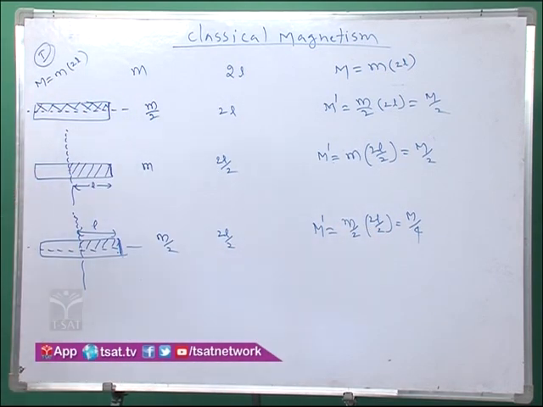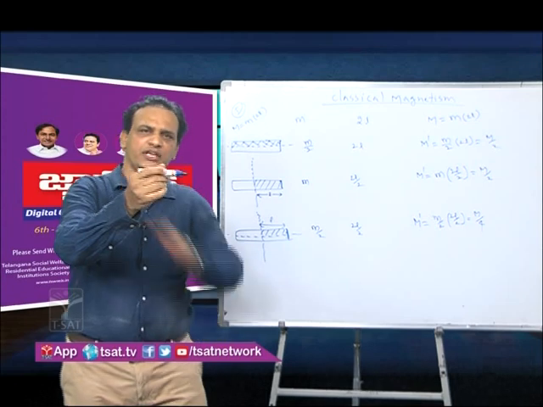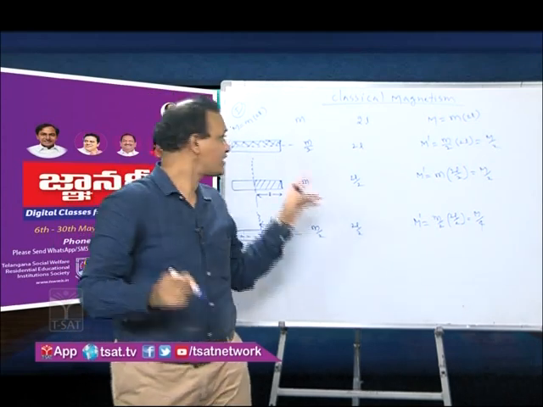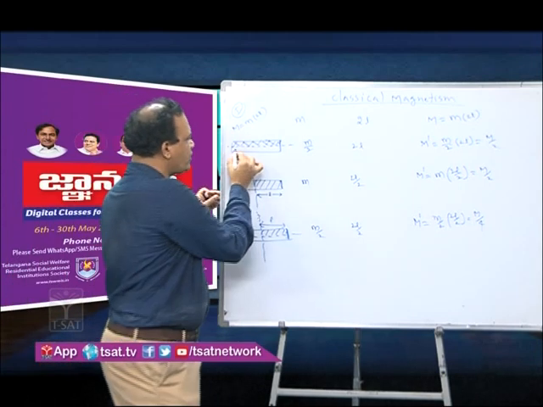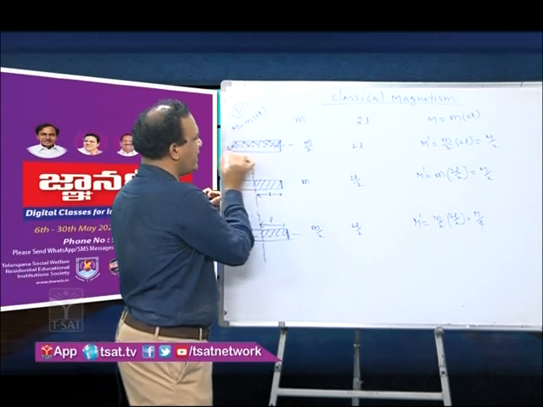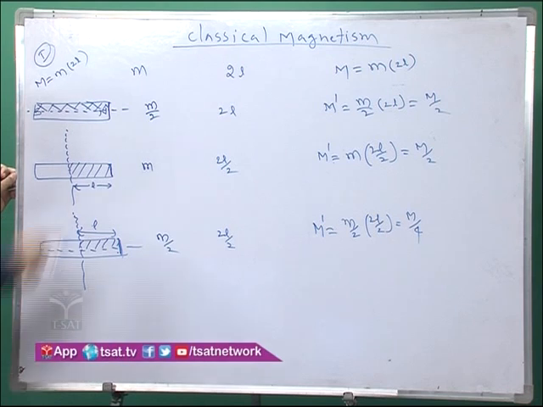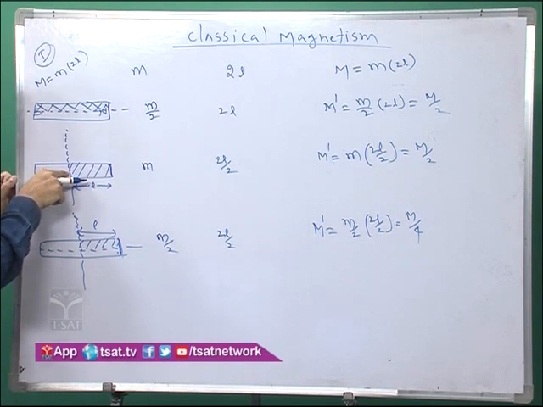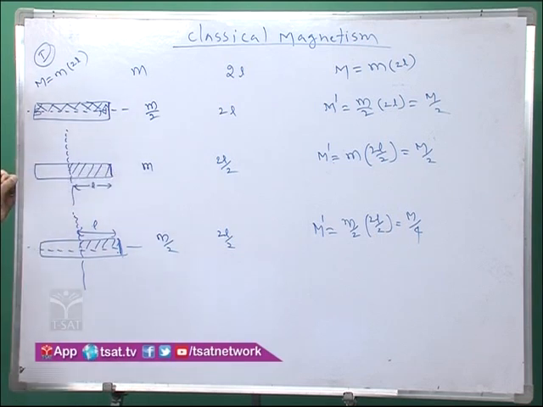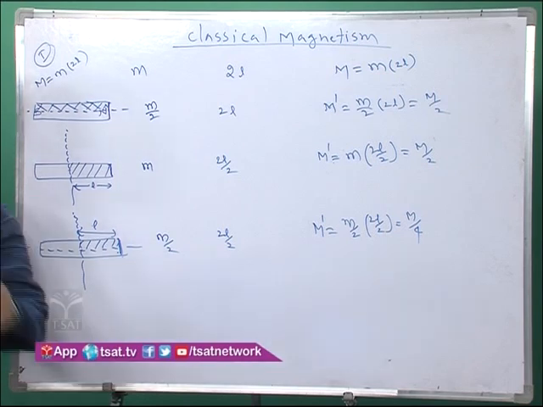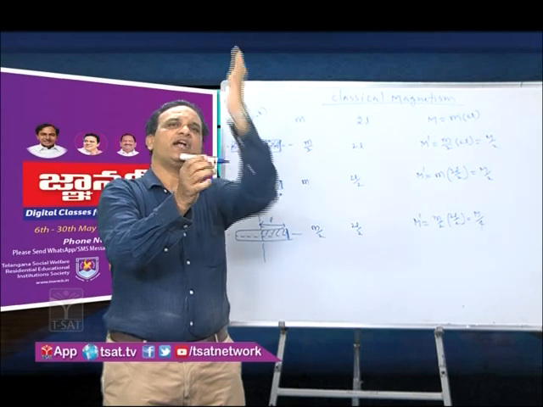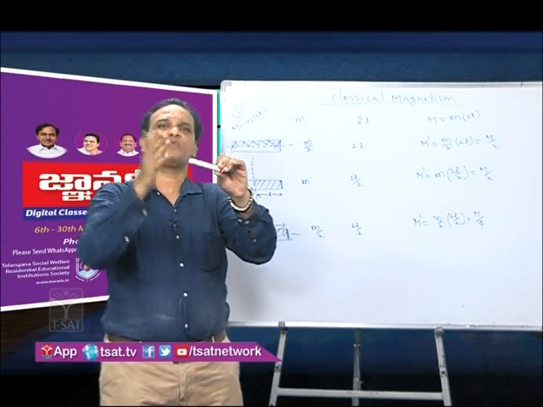So from this concept, a bar magnet is cut along its axial line. What is the axial line? The axial line means a line joining the 2 poles. A line joining the 2 poles is called the axial line. A line passing through the center of the bar magnet and perpendicular to its length is called the equatorial line.